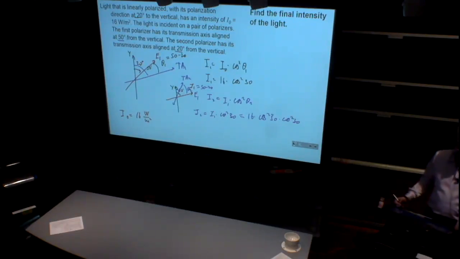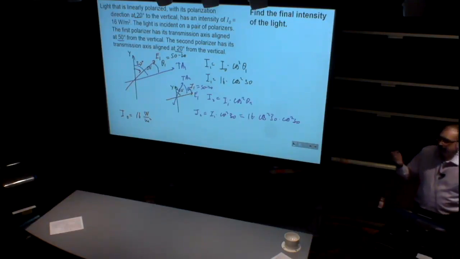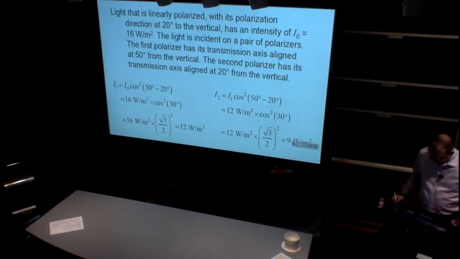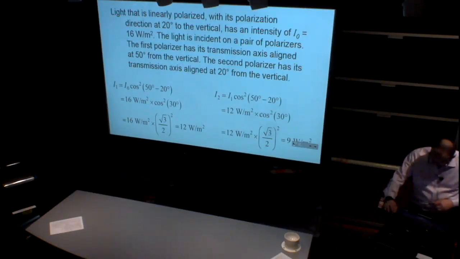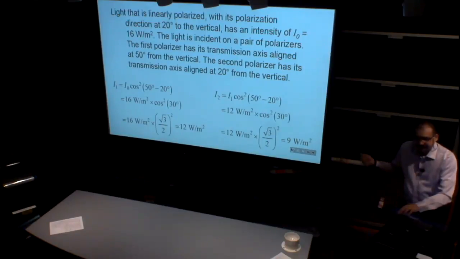Cosine of 30 actually is square root of 3 over 2. If you know that, calculations can be done by hand, because if you square a square root, you get a simple number. And this calculation was done, and the answer is 9. That's it. So all we have to do is just draw a picture which tells us how to find the angle correctly. That's the only place where people normally would make a mistake.